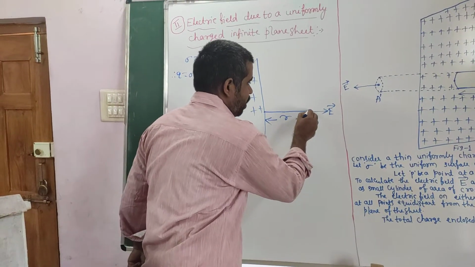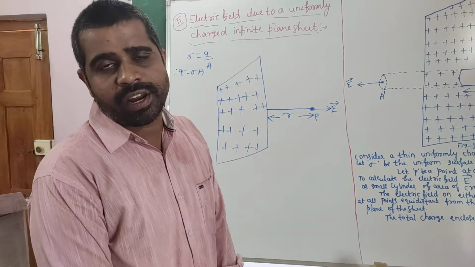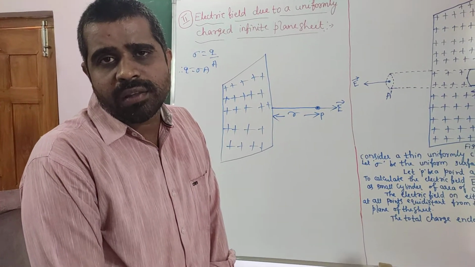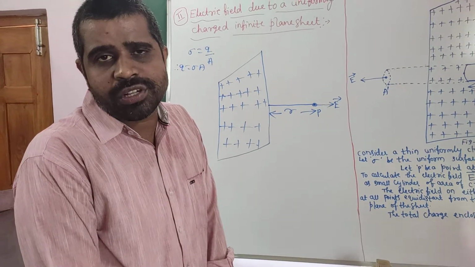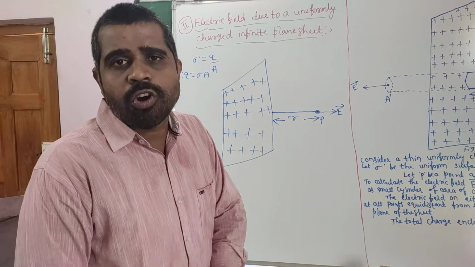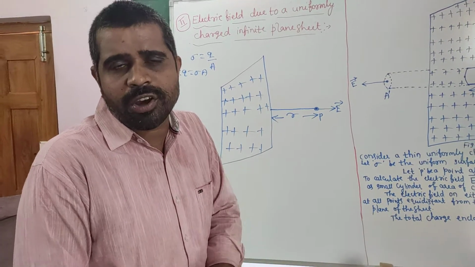What is our aim? Our aim is to calculate the electric field at point P. For that we have to apply Gauss law, because we can't use the simple formula. We have a continuous charge distribution. To apply Gauss law we have to assume a Gaussian surface. How to draw a Gaussian surface?